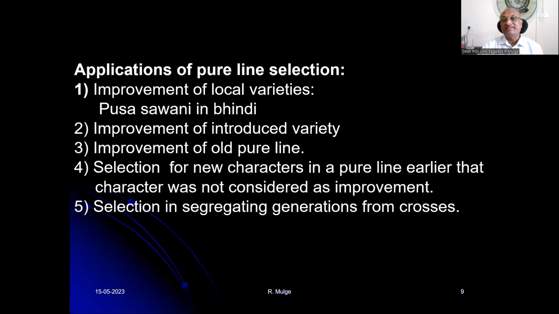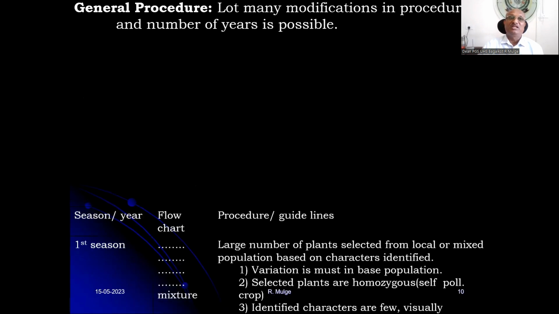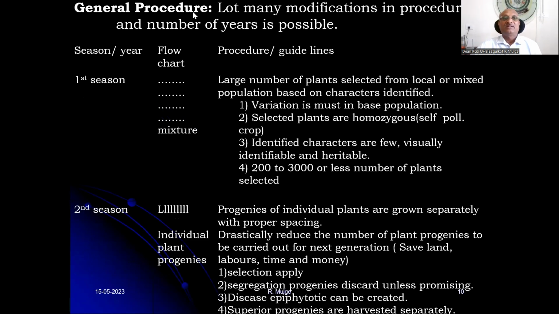Selection in segregating generations from crosses. The pure line selection is the same procedure. Selection in segregating generations of crosses is purely for self-pollinated crops. Otherwise, a cross-pollinated crop keeps on crossing. It's only on selfing that it gets homozygosity. And the meaning of pure line selection, yes. What is the general procedure for pure line selection?